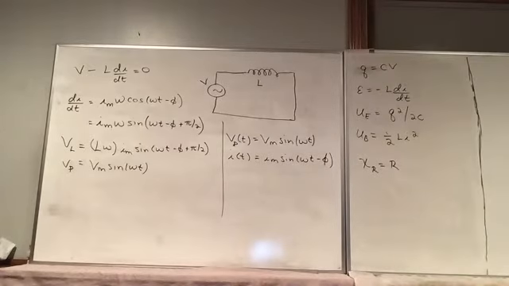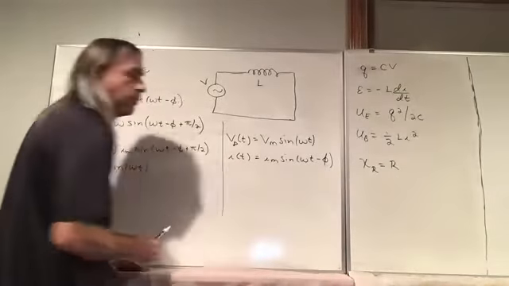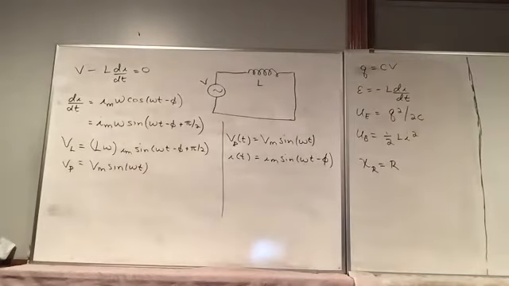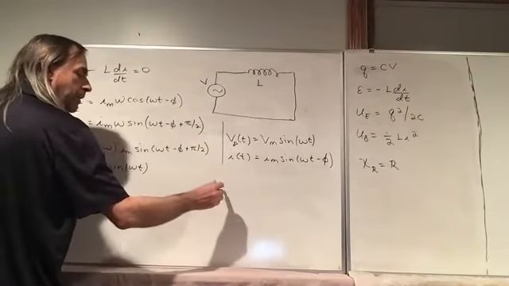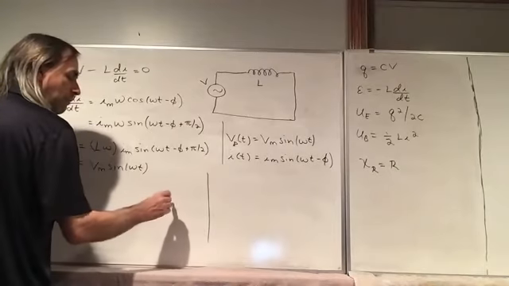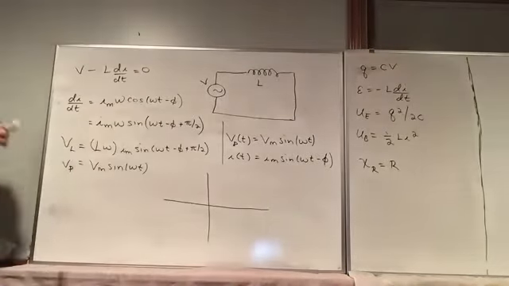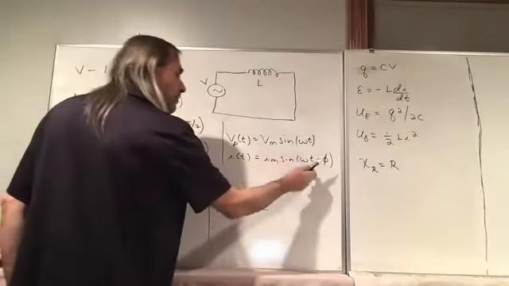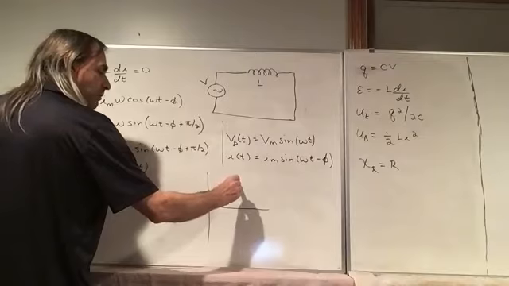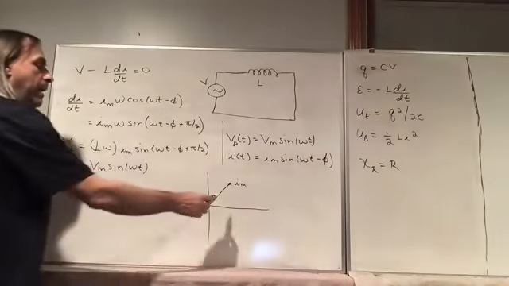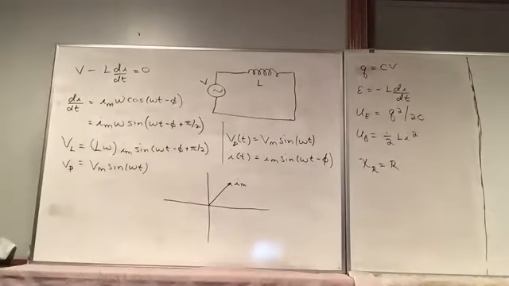But let's actually draw a phasor diagram, or let's plot these two. Well, the current is given by this. We kind of start with that assumption. And so if we plot the current as a function of time on this phasor diagram, here's our maximum current, and it's rotating counterclockwise.